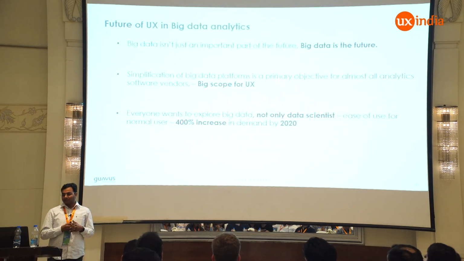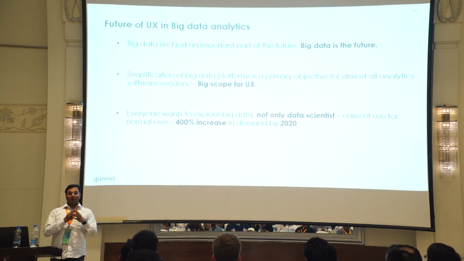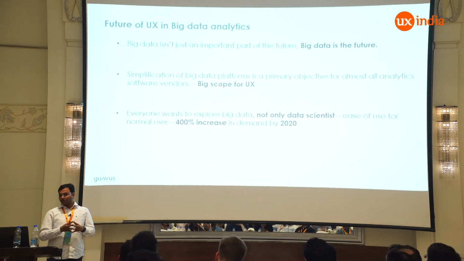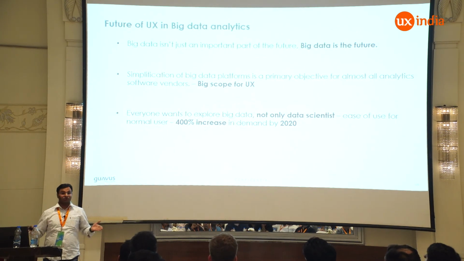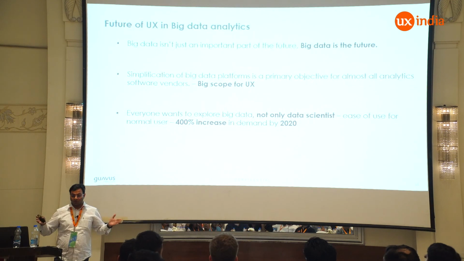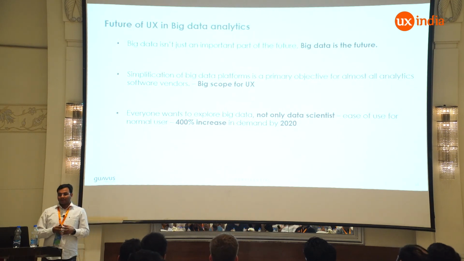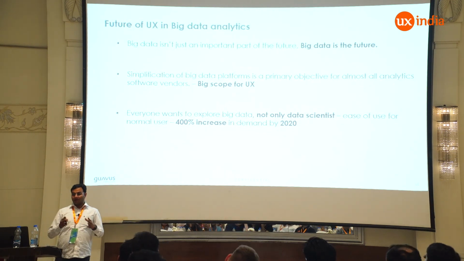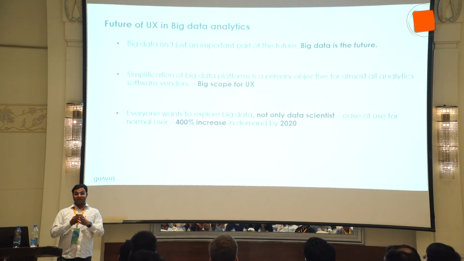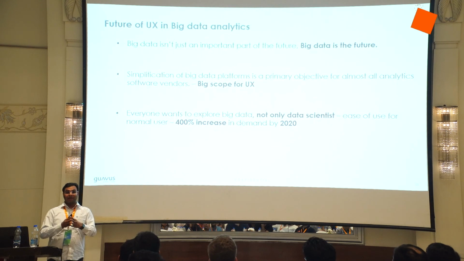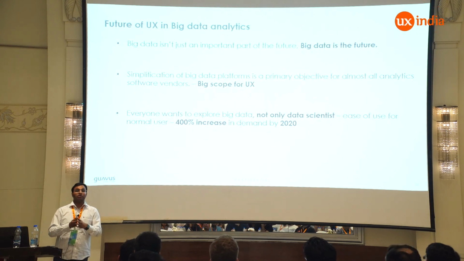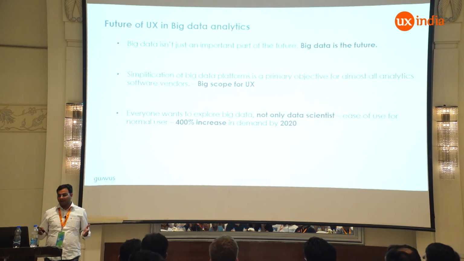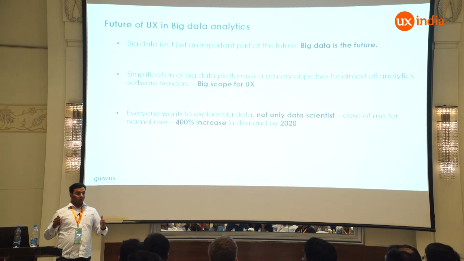Future of big data analytics. Big data isn't just an important part of the future, it's the future. You can see data being produced everywhere. Simplification of big data platforms is the primary objective for almost all analytical vendors nowadays. So there is a huge scope for big data in UX. Everyone wants to explore big data, not only the data scientist. Ease of use for normal users will increase by 400% by 2020, so you can imagine there is a huge demand coming up in the market. It's a good time to get into big data.